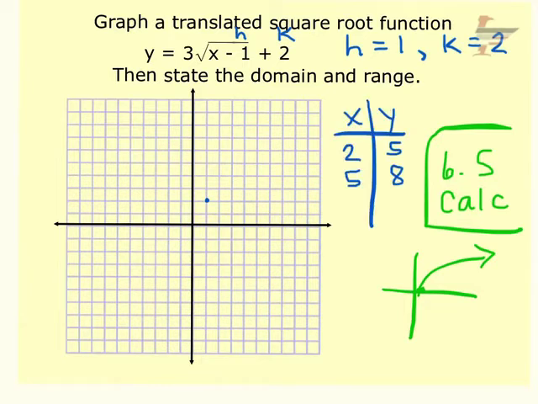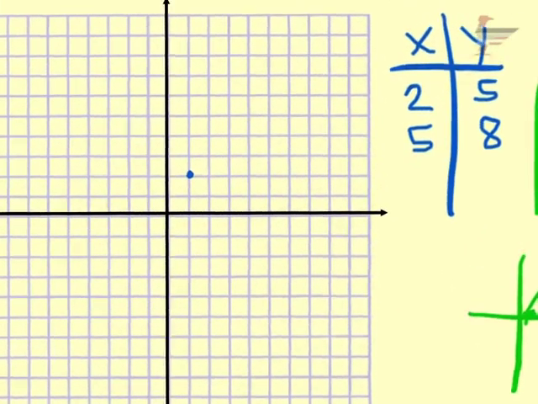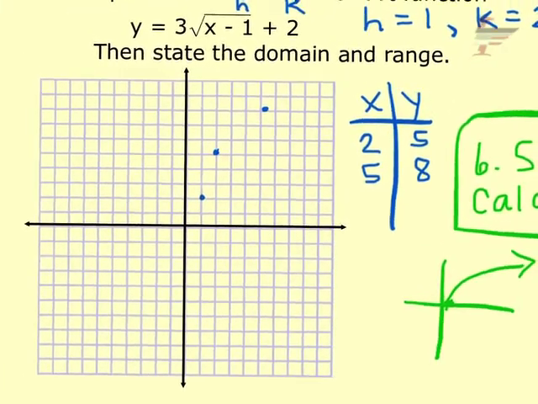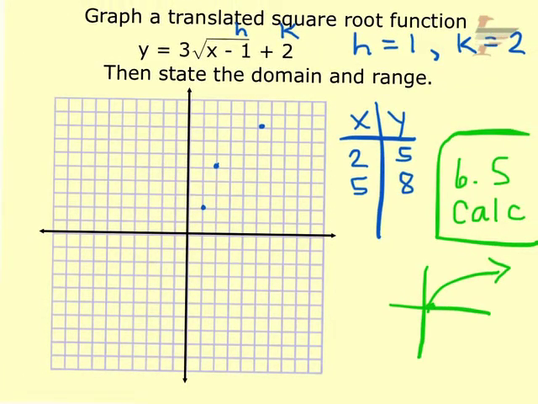So what I would do on my calculator is I would go to my table feature and I can see some nice points. You can certainly graph points that are decimals, but this is easier to plot on paper. So I know that (2, 5) is a point, and I know that (5, 8) is a point. So it's a pretty steady growth there. So starting at my point, I can know that my square root function looks like that.